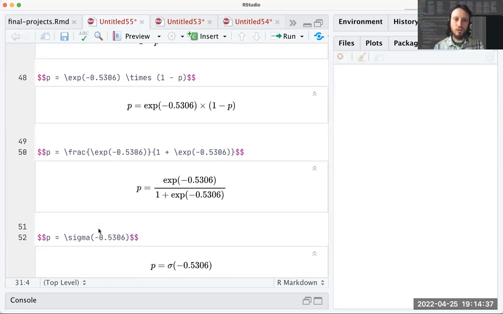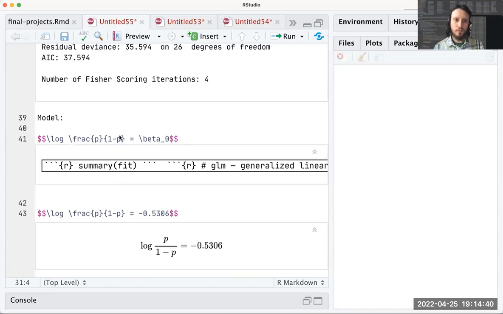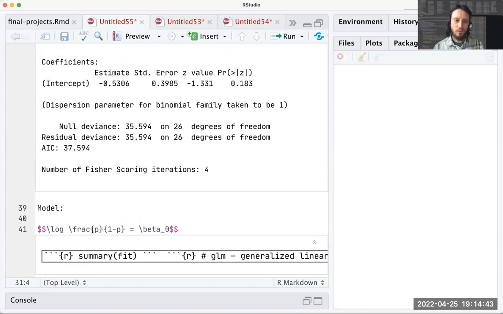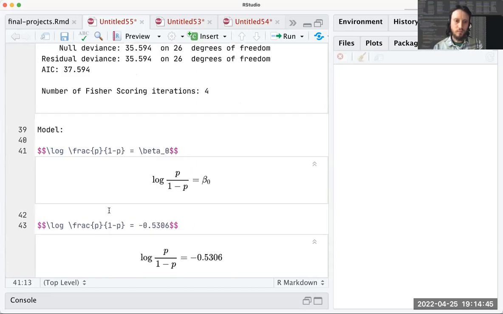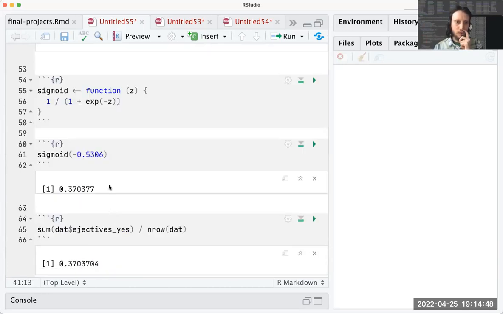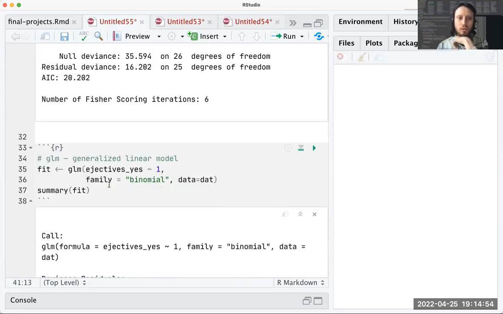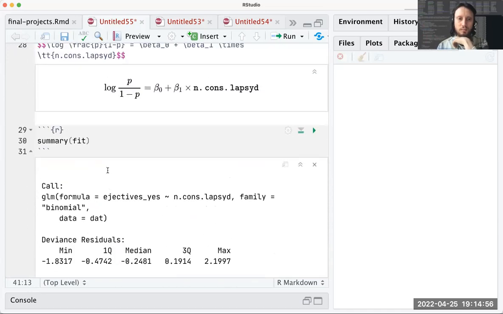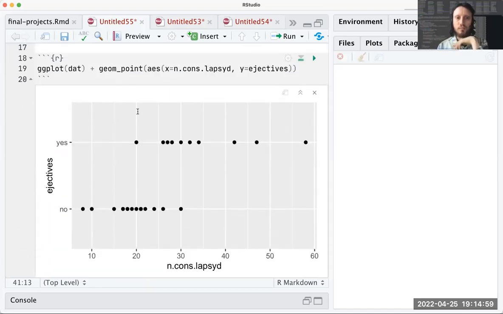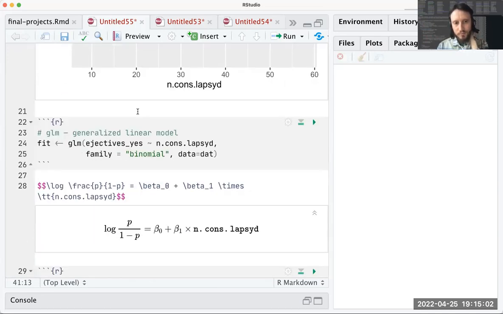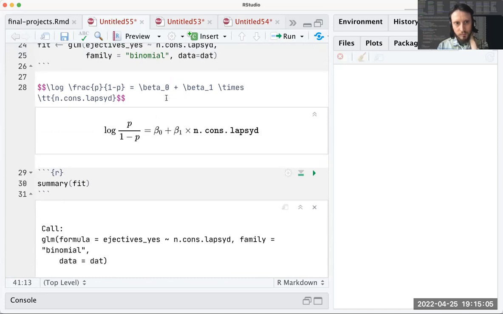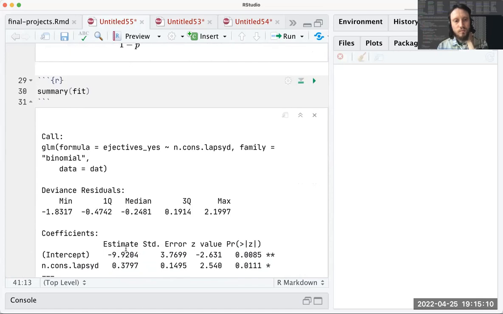For the model without predictors, we have an interpretation of this intercept. But what about the model with predictors? How to interpret the intercept in case of logistic regression? We have this model, and we have this number. What is the interpretation of this number?